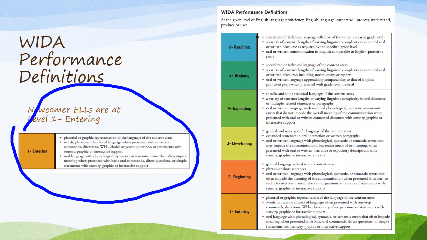They should be able to utter words or phrases or chunks of language, answer some W questions, such as who, what. They should be able to communicate by pointing, by using visuals to represent some of their language or some of their words.